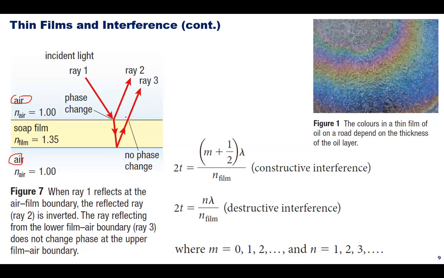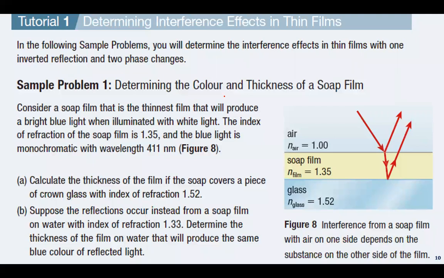You follow me? Okay, then let's use what we have learned so far to solve a sample problem here. Consider a soap film that is the thinnest film that will produce a bright blue light when illuminated with white light. The index of refraction of the soap film is 1.35, and the blue light is monochromatic with wavelength 411 nanometers, which is shown here in figure 8.